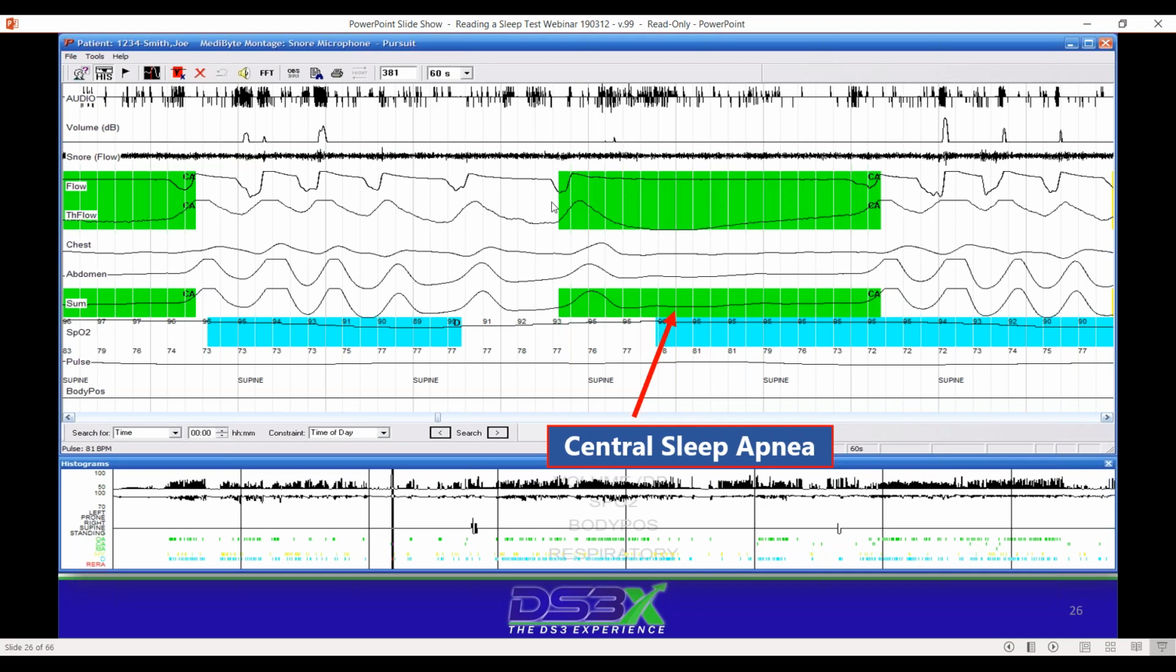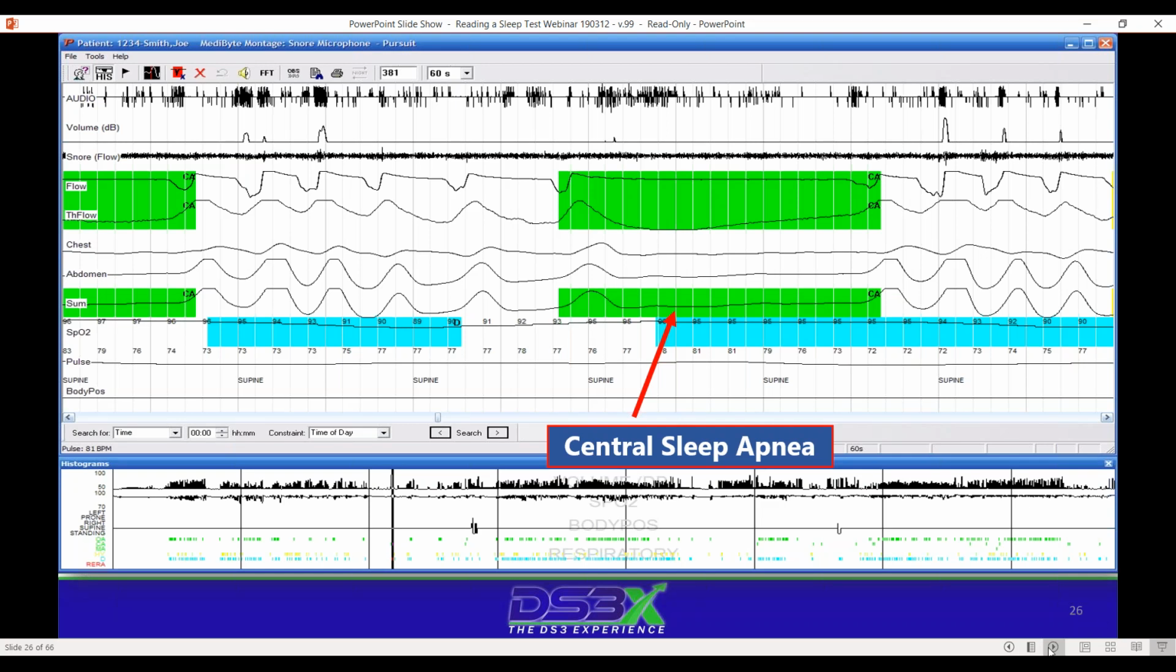Yeah, so this is the airflow. We're breathing. We're not breathing. Here are the belts. You can see the belts have activity. They're moving. They're not moving. No airflow, no belts moving. You're not trying to breathe. That's a central apneic event. Now, you could also have an obstruction at the same time, by the way. But it's called a central event because you're not trying to breathe.